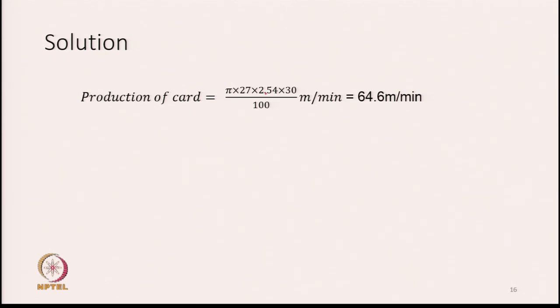So, pi into 27 into 2.54 into 30 divided by 100 to get it into meters per minute, that is the delivery rate from the machine. So, we call it production of the card in terms of meters per minute of sliver. So, 64.6 meters of sliver is produced per minute from the machine. All right.